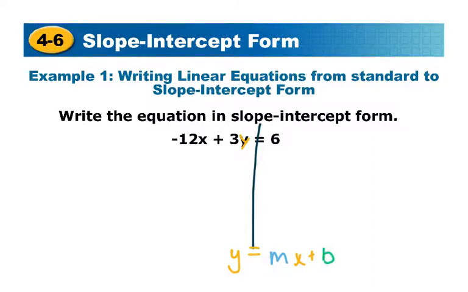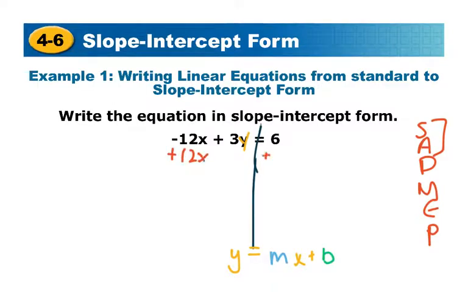Okay. So as we look through how to rewrite this, remember that we are going to be doing SADMEP because we are solving something. That means I'm looking for addition and subtraction. So what is being added to this y? Well, it's technically negative 12x. So how do we get the opposite of negative 12x? The opposite of negative 12 is going to be adding 12. So we're going to add 12x to both sides.